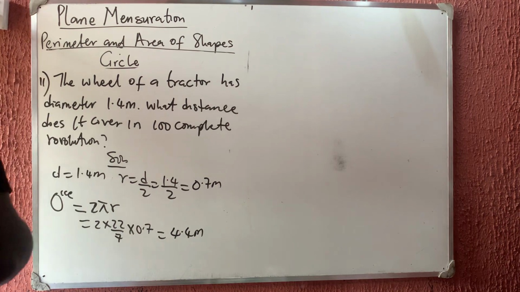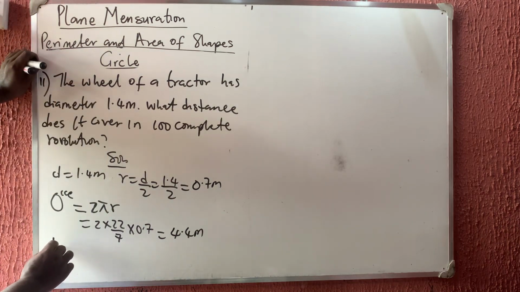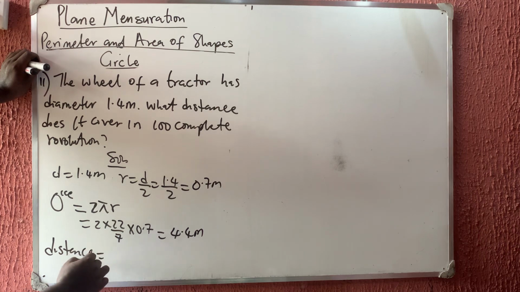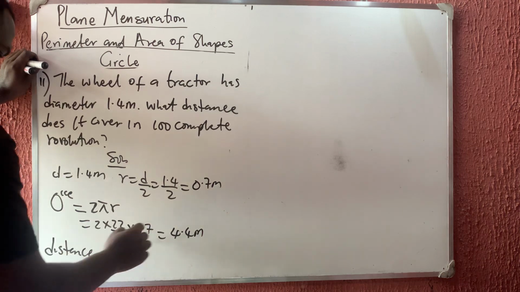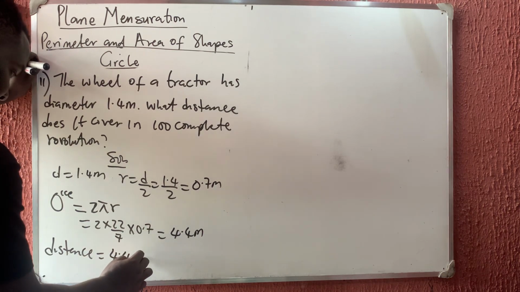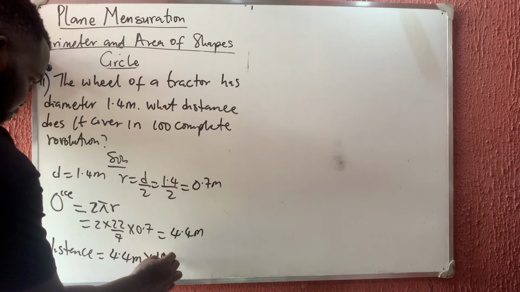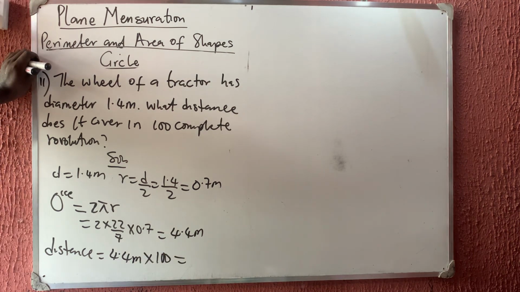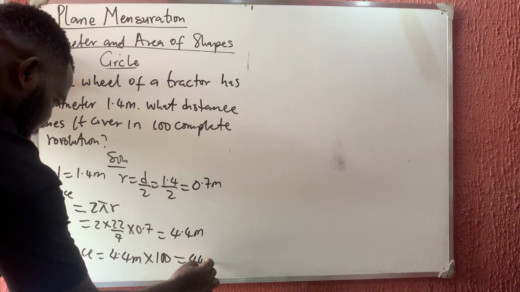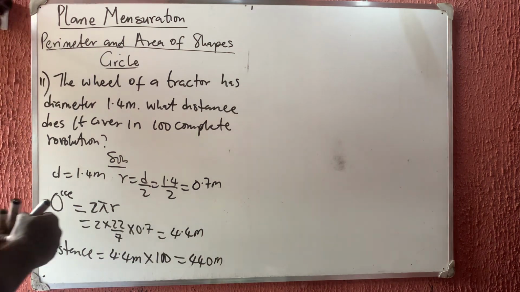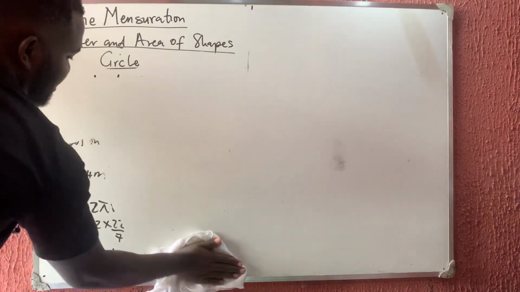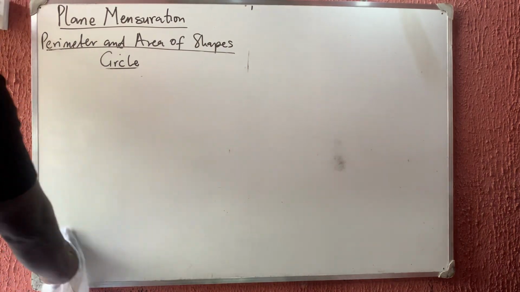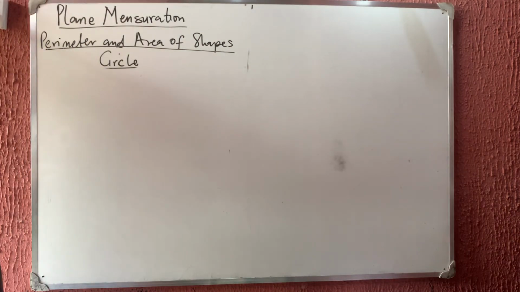Now the distance covered in one complete revolution is 4.4 meters. So times the 100 that he completed, which will give you 440. So the distance he covered is 440 meters. Okay, so we move to the next question, question number 12. All these questions are very simple. All you need to do is to know the formula for the circumference or the radius of a circle. So we move again.